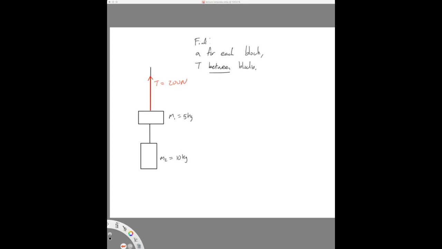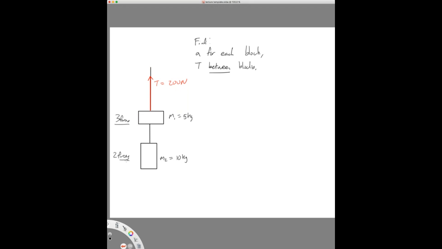Finding the points of contact. Okay, so where are the points of contact? The tension. Okay, so on the block on the top, there's a point of contact on the top and on the bottom. So there's 2 points of contact. We should have 3 forces. So that's a good idea. And on the block on the bottom, there's only 1 point of contact, so we should have 2 forces.